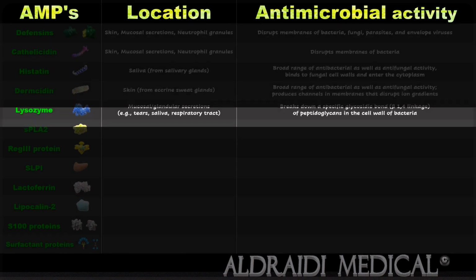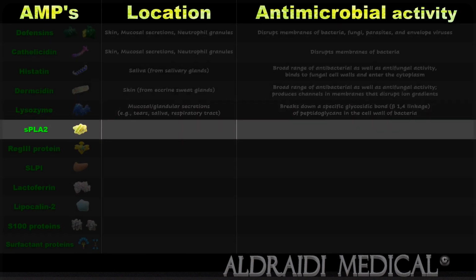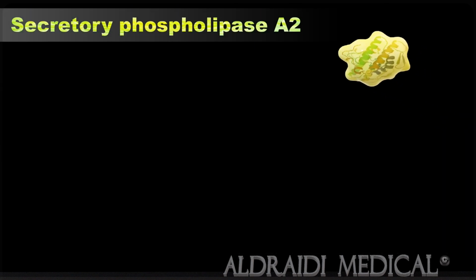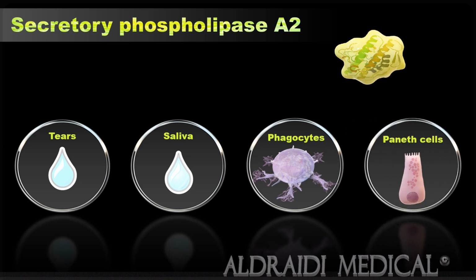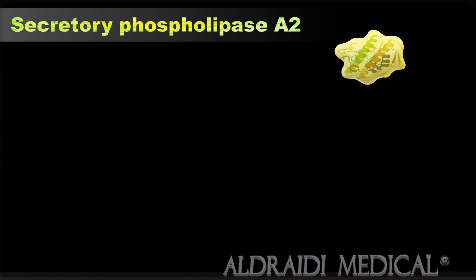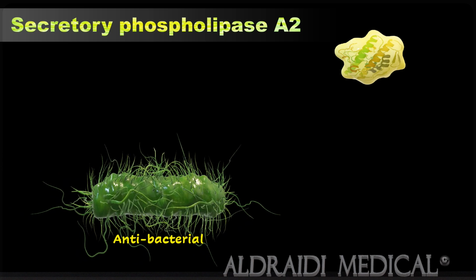Next, we have the secretory phospholipase A2. Another important antimicrobial enzyme other than lysozyme that attacks chemical features specific to bacterial cell walls is the secretory phospholipase A2. This highly basic enzyme is secreted in tears and saliva and by phagocytes and Paneth cells. Phospholipase A2 has a direct antibacterial function.